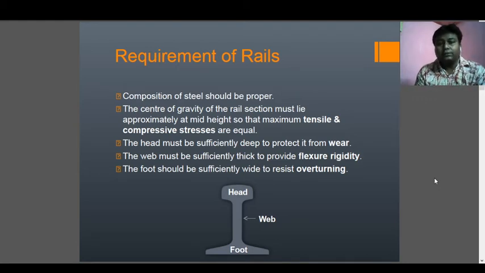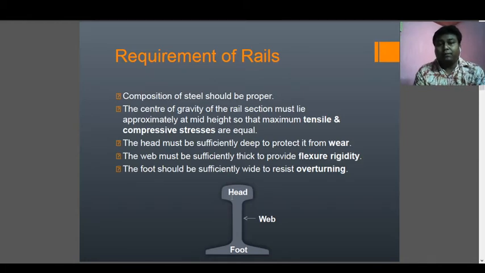The head must be sufficiently deep to protect it from wear. Yes, this is the head. The head should be sufficiently deep so that it protects against wear. When trains are moving on the rails at high speed, there will definitely be chances of wear and tear of the steel. The deeper the head, the less the wear. So it will be provided that the head should be sufficiently big.